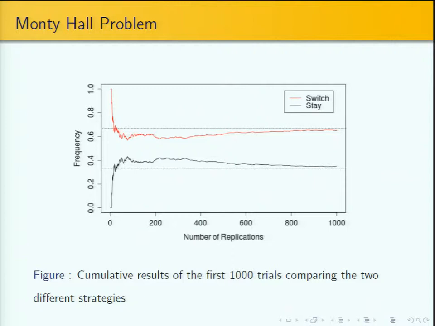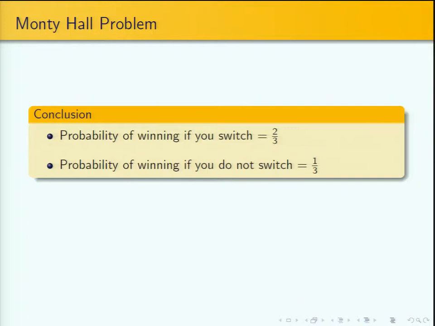So the summary is what? If you switch, you win. 2/3 chance of winning. If you do not switch, you have 1/3. So what is the lesson learned now by this problem?